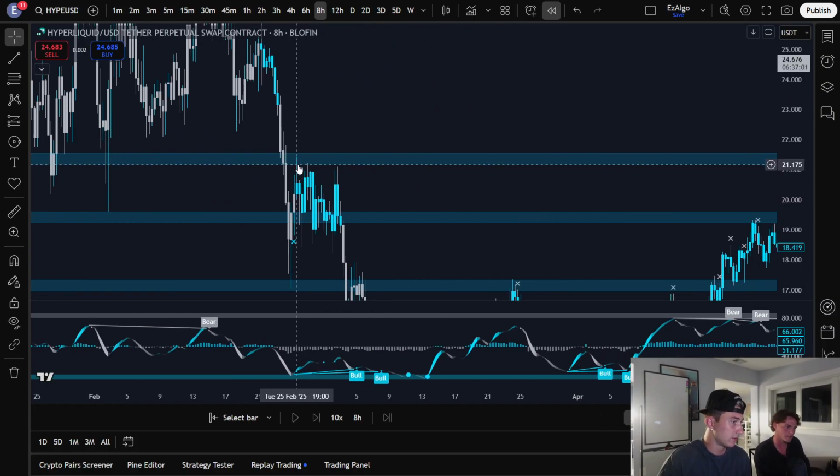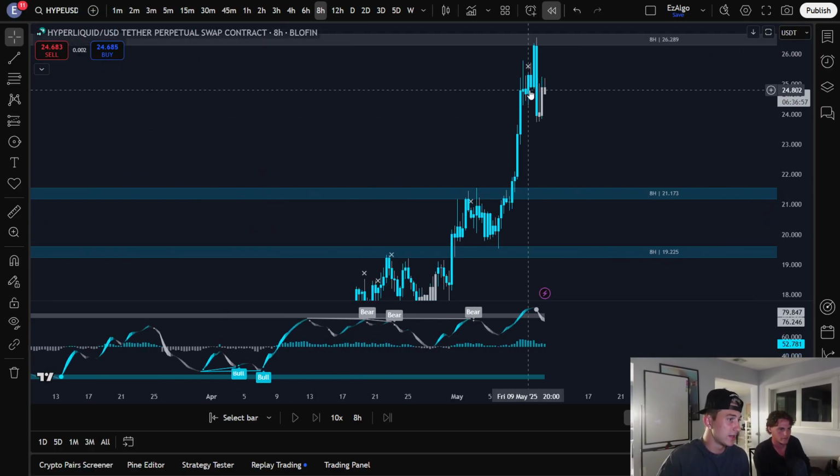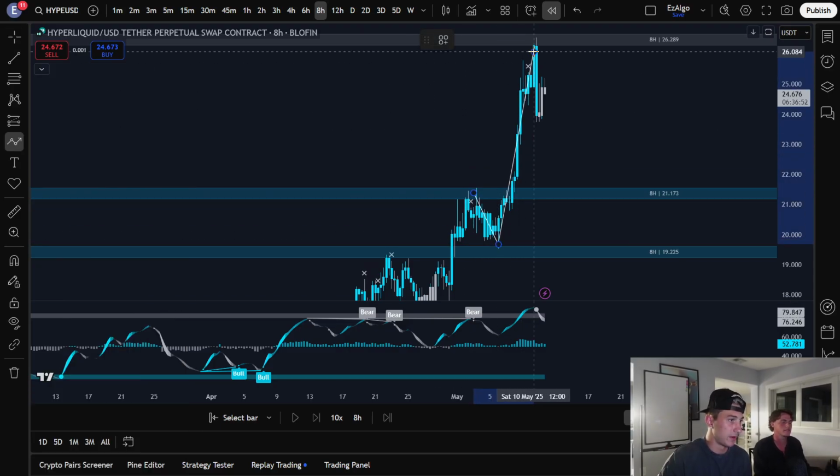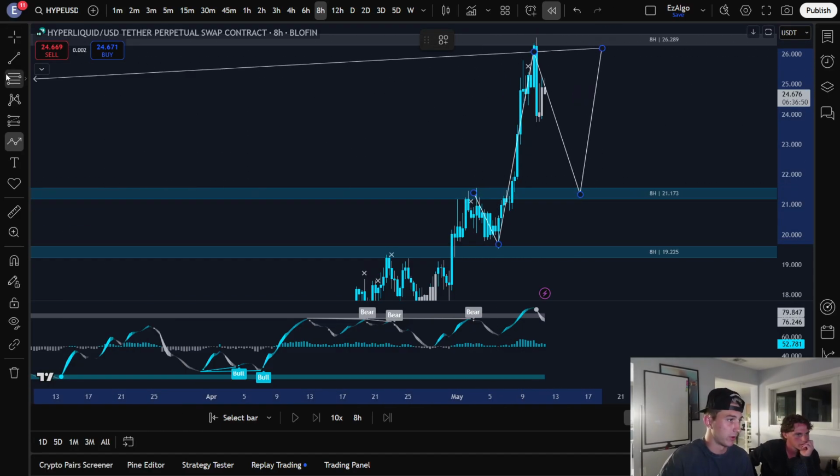You can see right here. Yep, it failed. No, it failed as resistance, right? Resistance, and now we look to flip this into support, right? We broke it, closed above, displaced, and now we're looking to flip this into support and go higher.